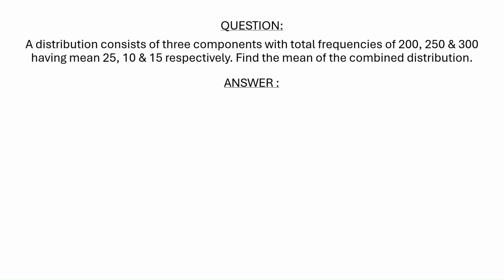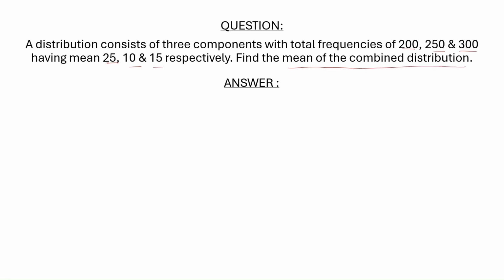Students, this is a question where we need to find the mean of a combined distribution. This question comes under central tendency, where frequencies of three components are given, that is 200, 250 and 300, and their respective means are 25, 10 and 15. We need to find the mean of the combined distribution.